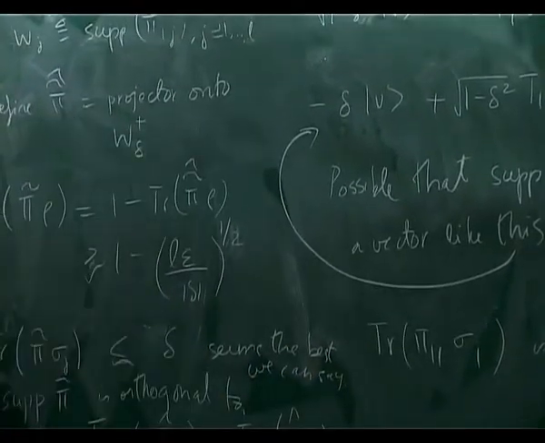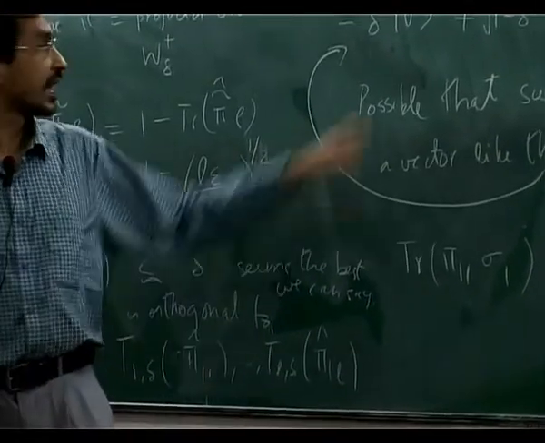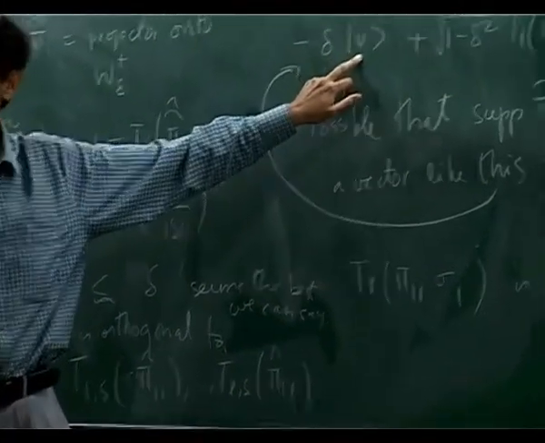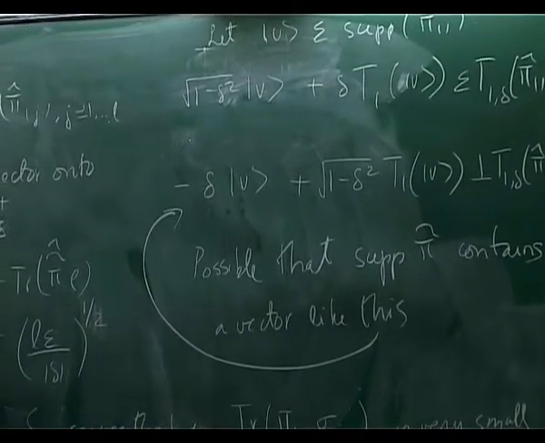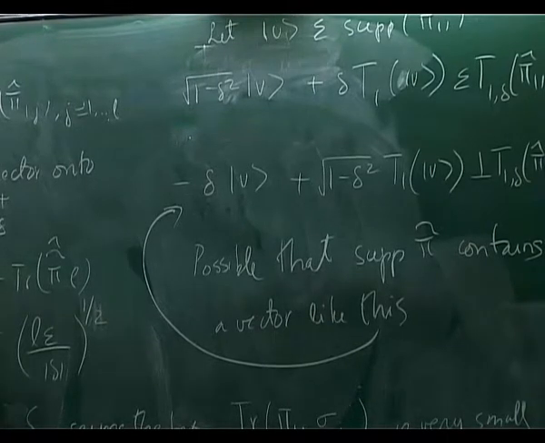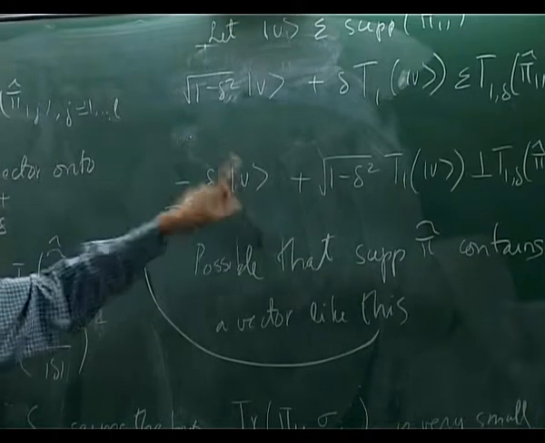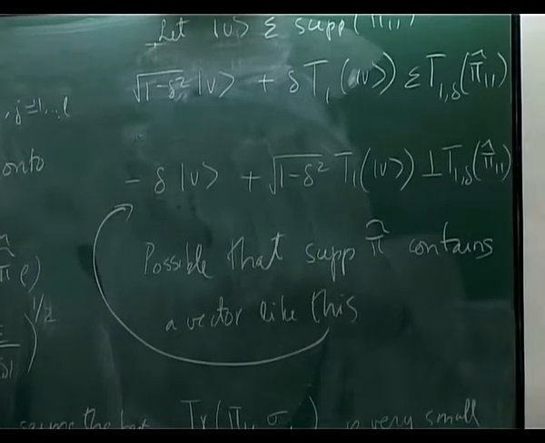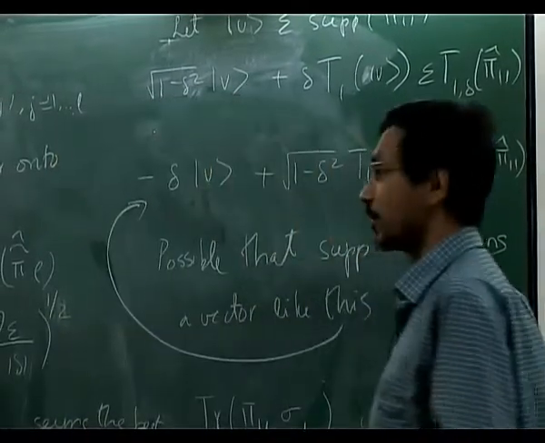Okay. Because it's entirely possible that the support of pi tilde contains a vector like this, and this v will be the killer. This v will have quite a large overlap with sigma 1. Fine, I multiply it by delta, but that's about what I get. It's not the exponentially small quantity that I'm waiting for. So really, I cannot even have a ghost of this coming into the correct definition of pi tilde. Okay? So now we've made some progress.